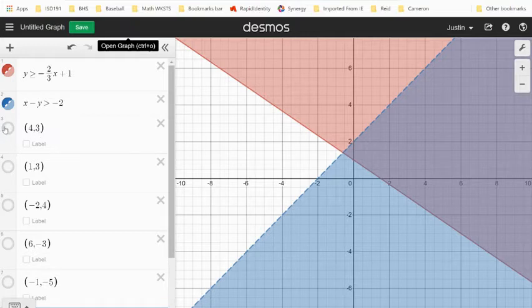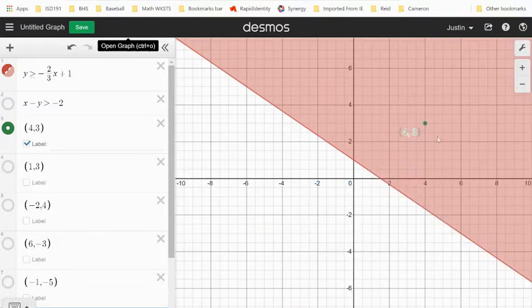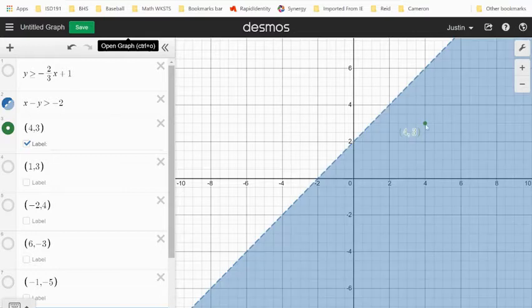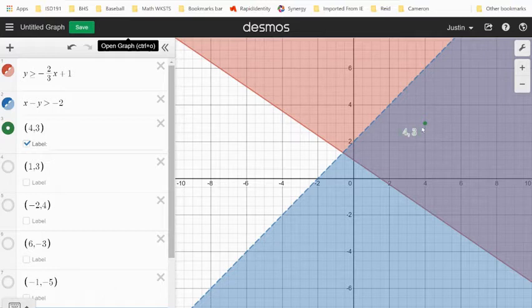So let's start with 4, 3. We've got a green dot. There it is. Let's actually label that. And we can see that 4, 3 actually appears where the red and the blue overlaps. Maybe it's easier to show one at a time. It certainly is a solution to the red inequality, and it is also a solution to the blue inequality. Okay, so it is a solution to that system then.